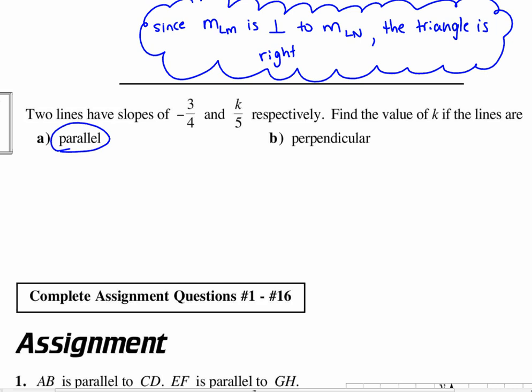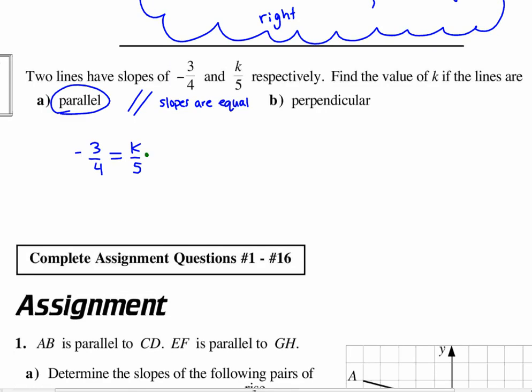So if they're parallel, what do we know about these two slopes? If they're parallel, slopes are equal. They're the same. They're equal. So I can take those two values and do what with them? -3/4, k/5. I can make them equal. I want k by itself. How do I get k by itself? Multiply both sides by 5.